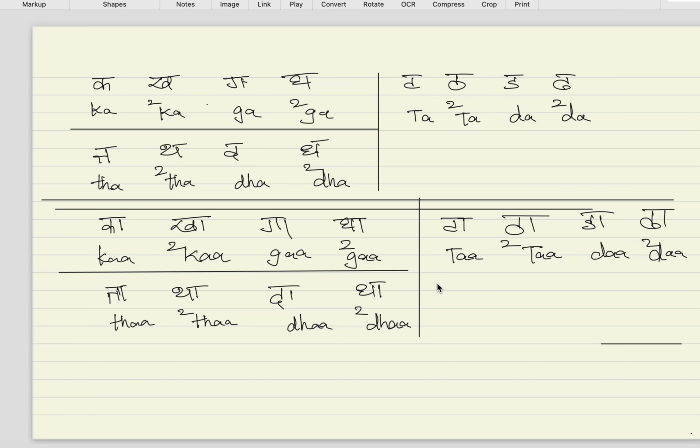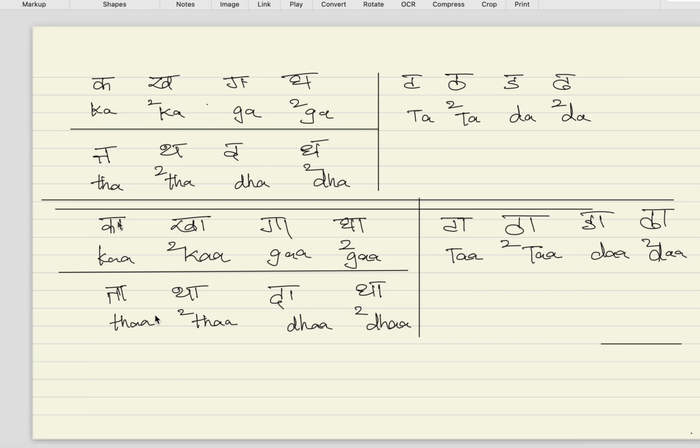If I were to write the longer syllables, instead of ka, if I want to write kaa, I would write it as KAA, because that is easy for people who are only used to English. That's easy for them to read. Again, ka, kaa, ga, gaa. The number 2 above that distinguishes whether it is alpaprana or mahaprana.